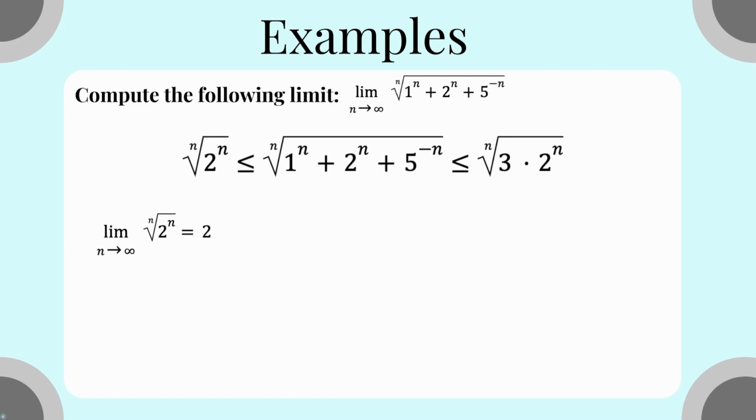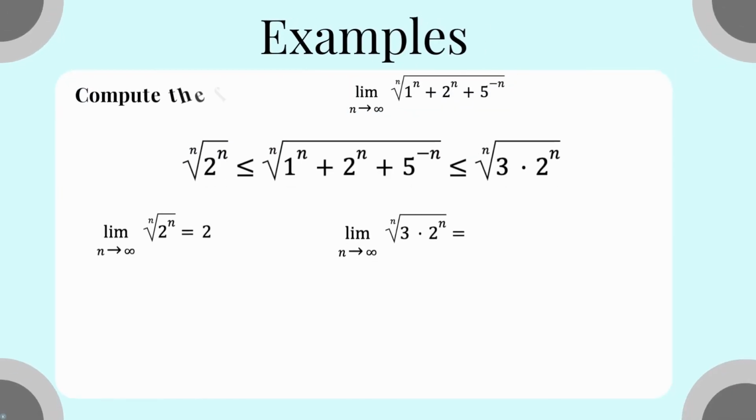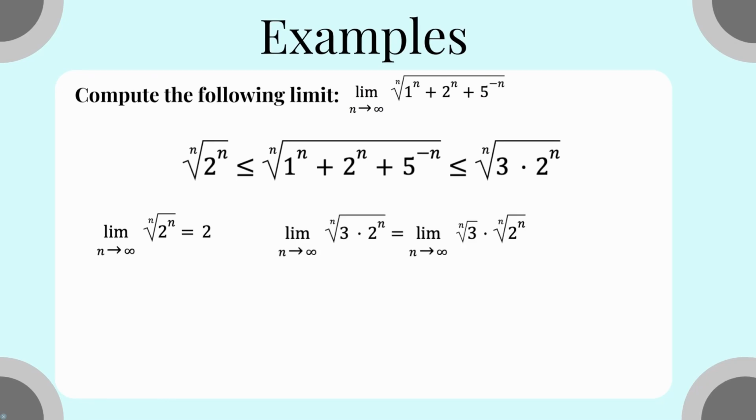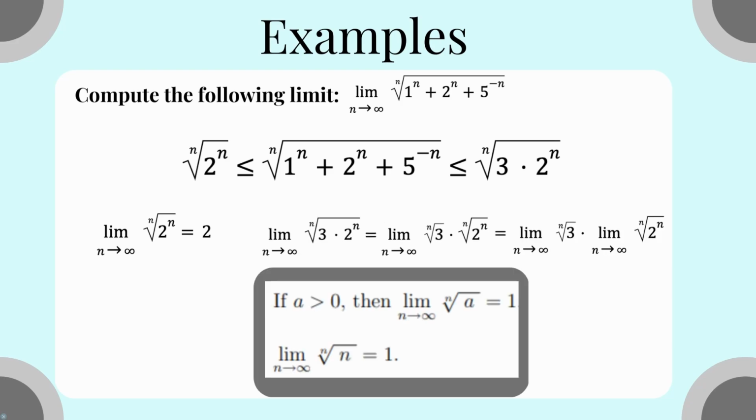It is equal to 2. And then we calculate the limit of the bigger sequence. Because we have a multiplication under the root, we can split it up into two roots, the root of 3 multiplied by the root of 2 to n. And because we have a limit of a multiplication, we can also split it up into two limits: the limit of the root of 3 multiplied by the limit of the root of 2 to n.